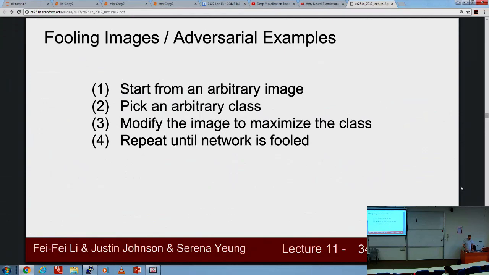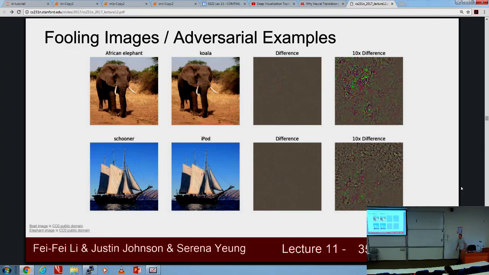A couple of new ideas are these adversarial examples. I'm going to quickly go over it. Maybe we'll talk about it more later. This was a surprising result. A couple of years ago it came out and everybody was shocked: what's going on? Is everything a lie? So here's the idea. You take a picture of an elephant. Now you know all the gradients, etc. So you pick another category like koala bear.